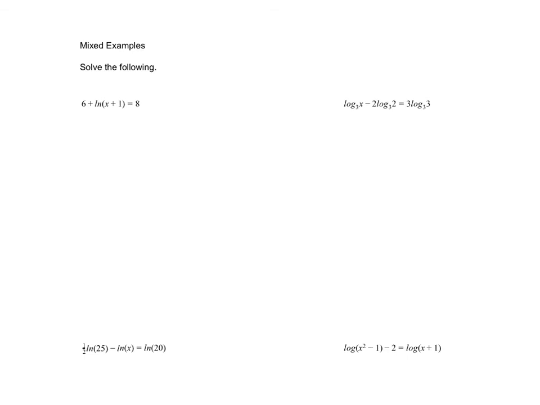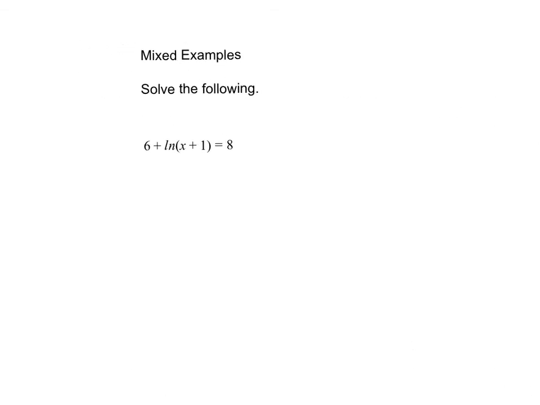So this first one, since it only has one log, remember, we'll try to get that log by itself and then switch to exponential. So we get the natural log of x plus 1 equals 2. Now we have to change this to exponential form, but there's no base. But remember, a natural log always has base e. So we'll make this e squared equals x plus 1.